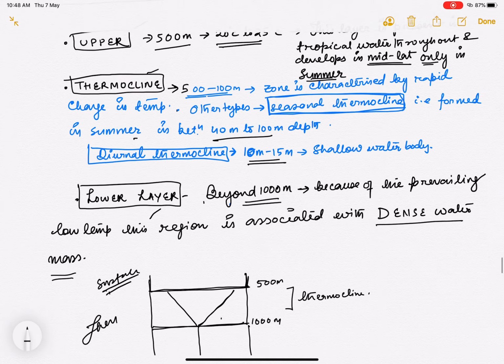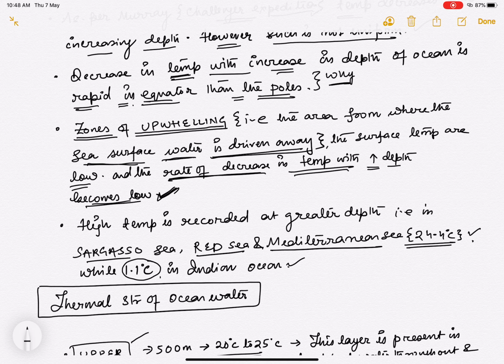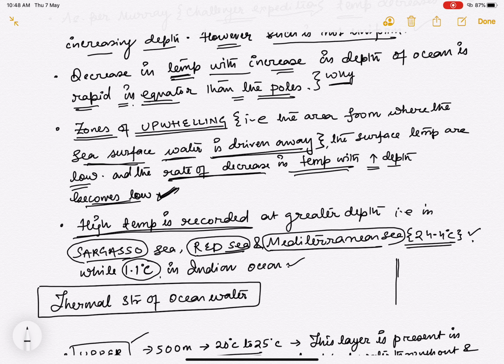Next, high temperature is recorded at a greater depth, that is at your Sargasso Sea. Remember that: Sargasso Sea, Mediterranean Sea, and your Red Sea. See, basically when we go down, the temperature decreases. But there are certain exceptions such as your Sargasso Sea, Red Sea, and Mediterranean Sea where there is an increase in temperature. For example, in the Mediterranean Sea at the bottom we find 24.4 degrees centigrade, while in the Indian Ocean it is only 1.1 degree centigrade.